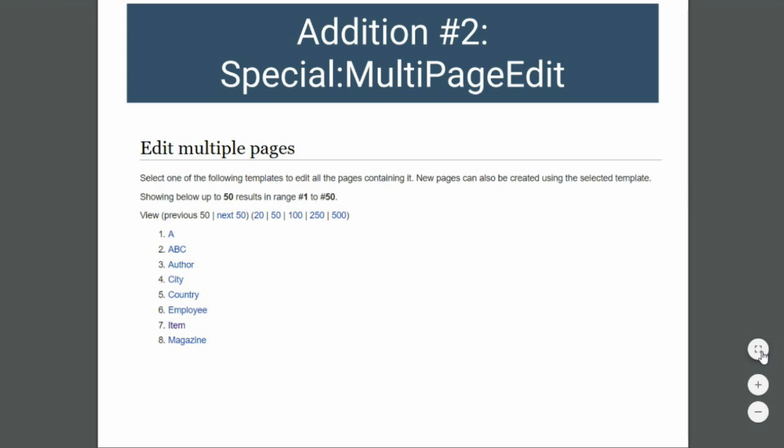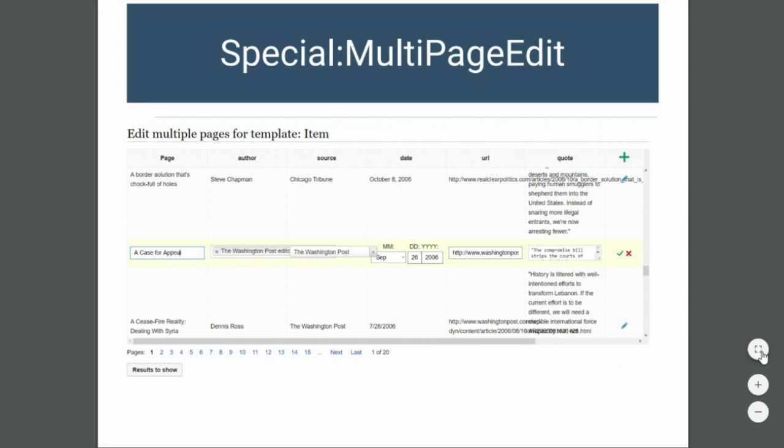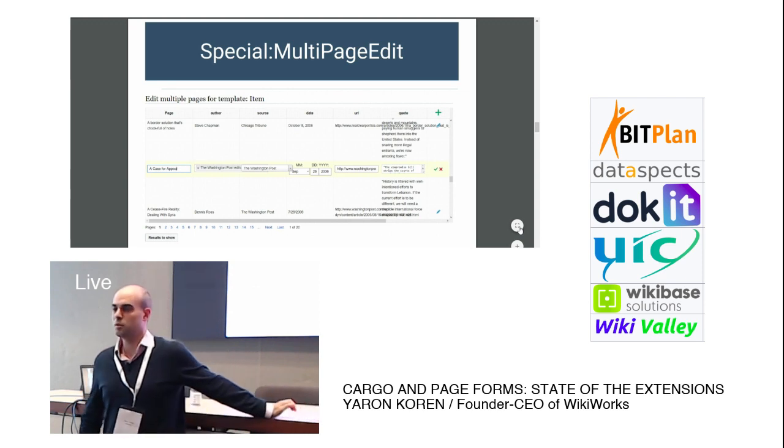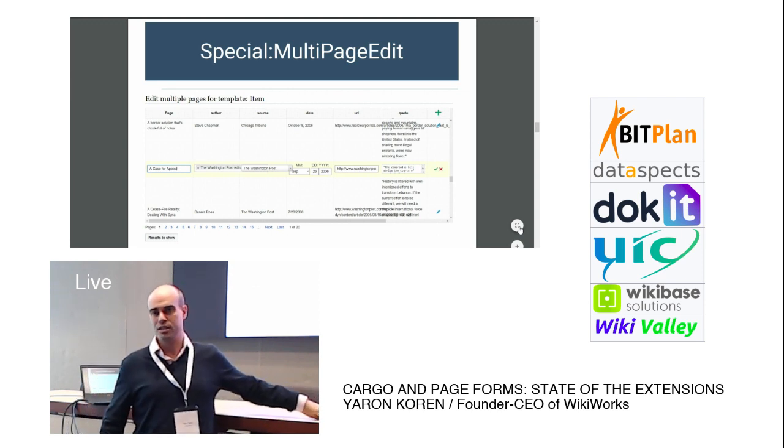The second thing that was added to Page Forms a while ago, last summer, I guess, is a page called Special Multi-Page Edit. When you first go there, it shows you a list of forms, and then if you click on any of those, you see this spreadsheet interface. This is kind of messy looking. The basic idea is it shows all the pages that use that form, based on its best guess looking at templates and so forth, and it has a single spreadsheet row for each of them. So it's a great way to quickly edit a lot of pages at once.